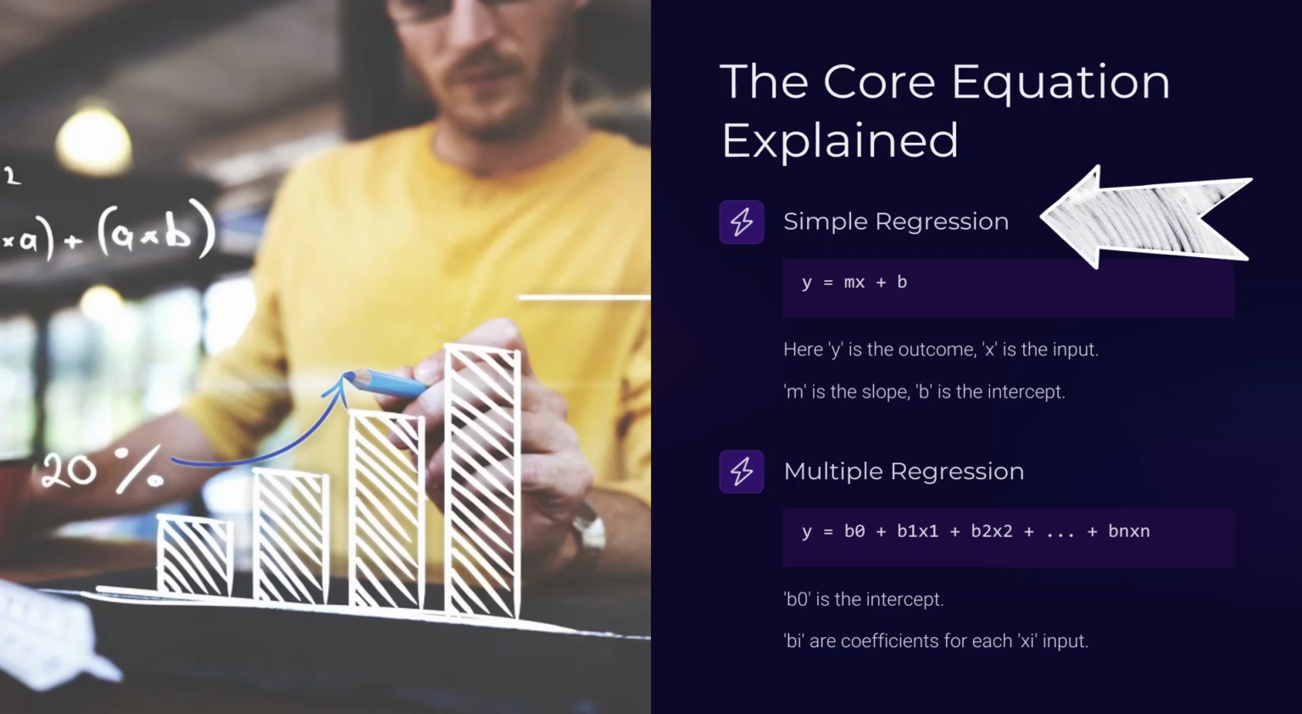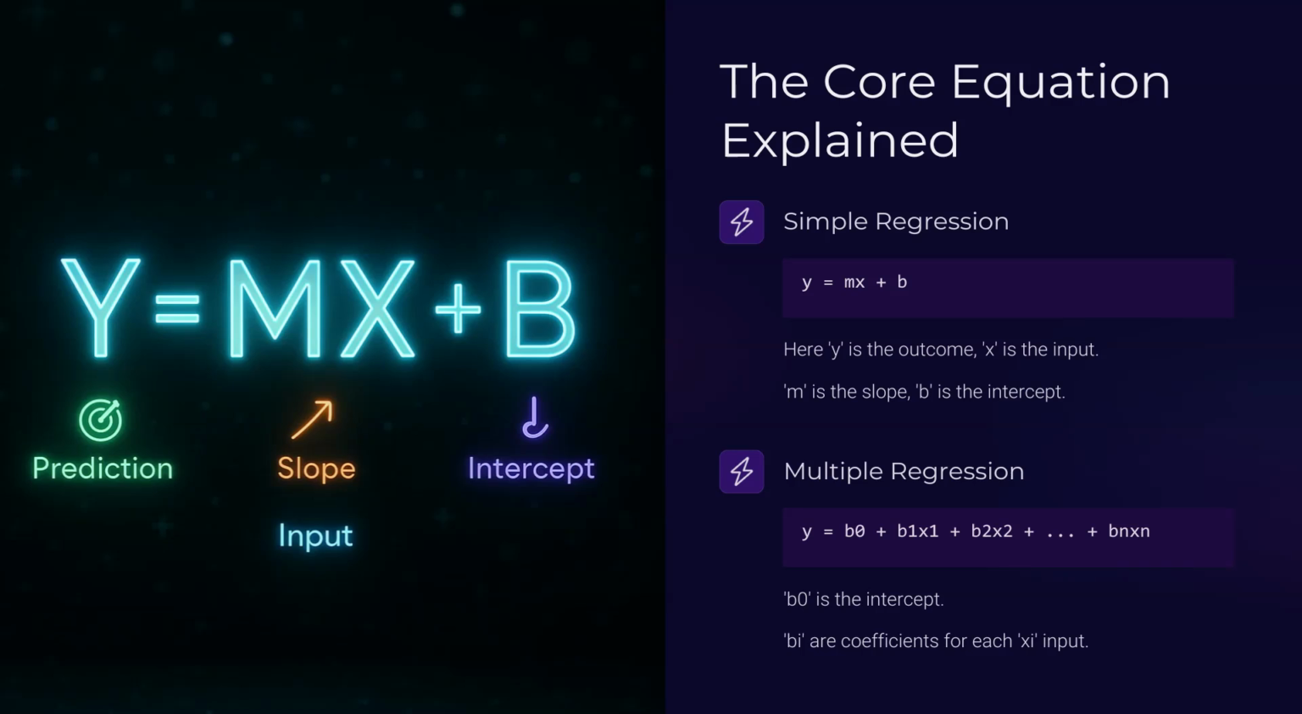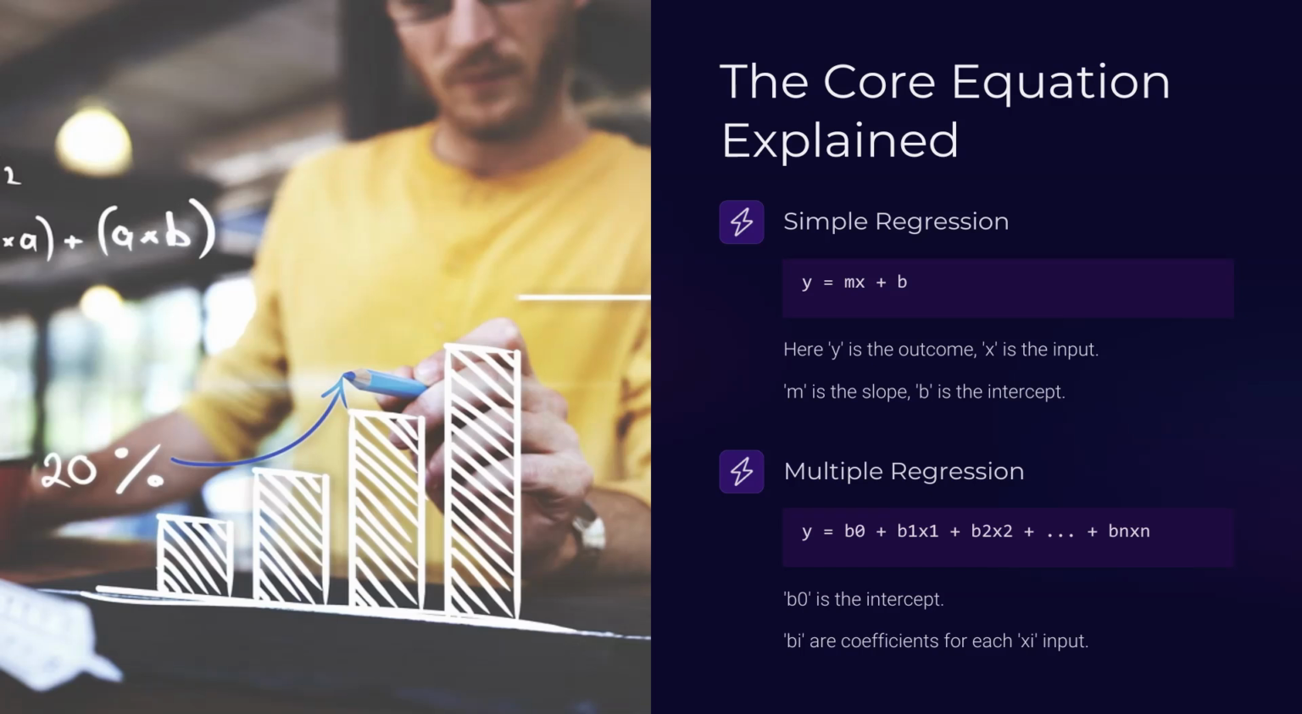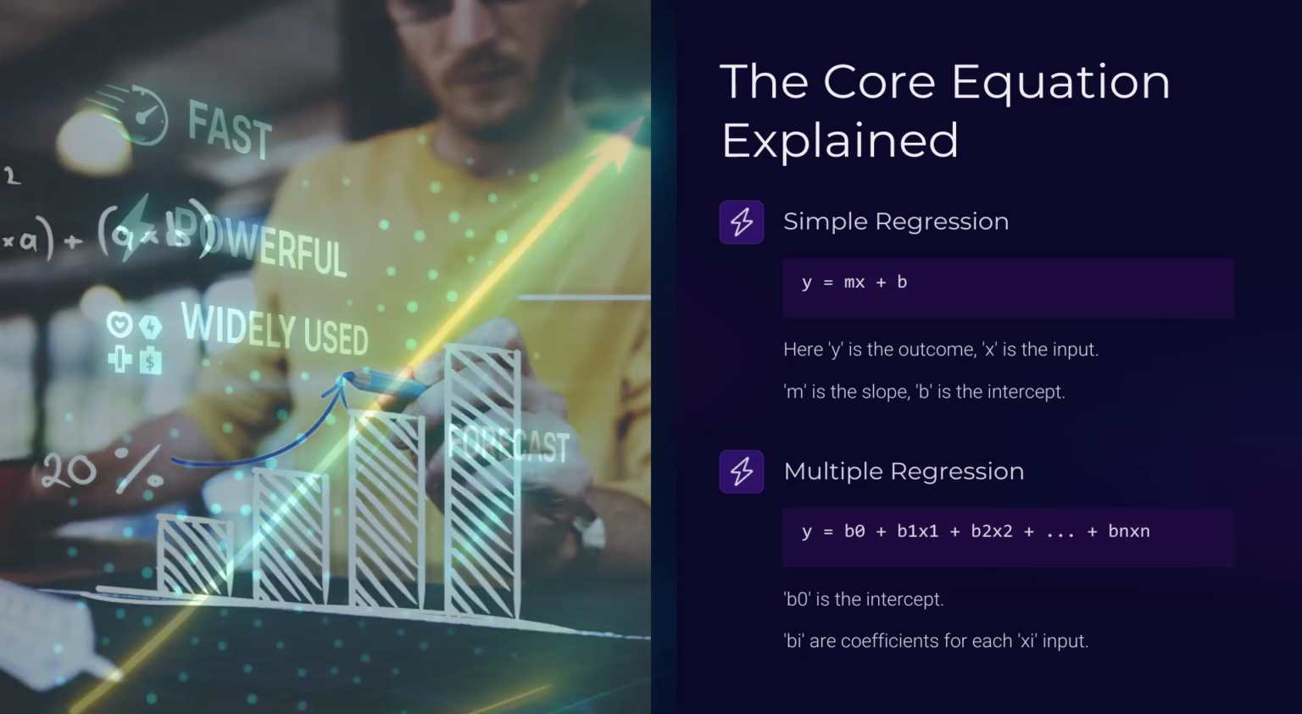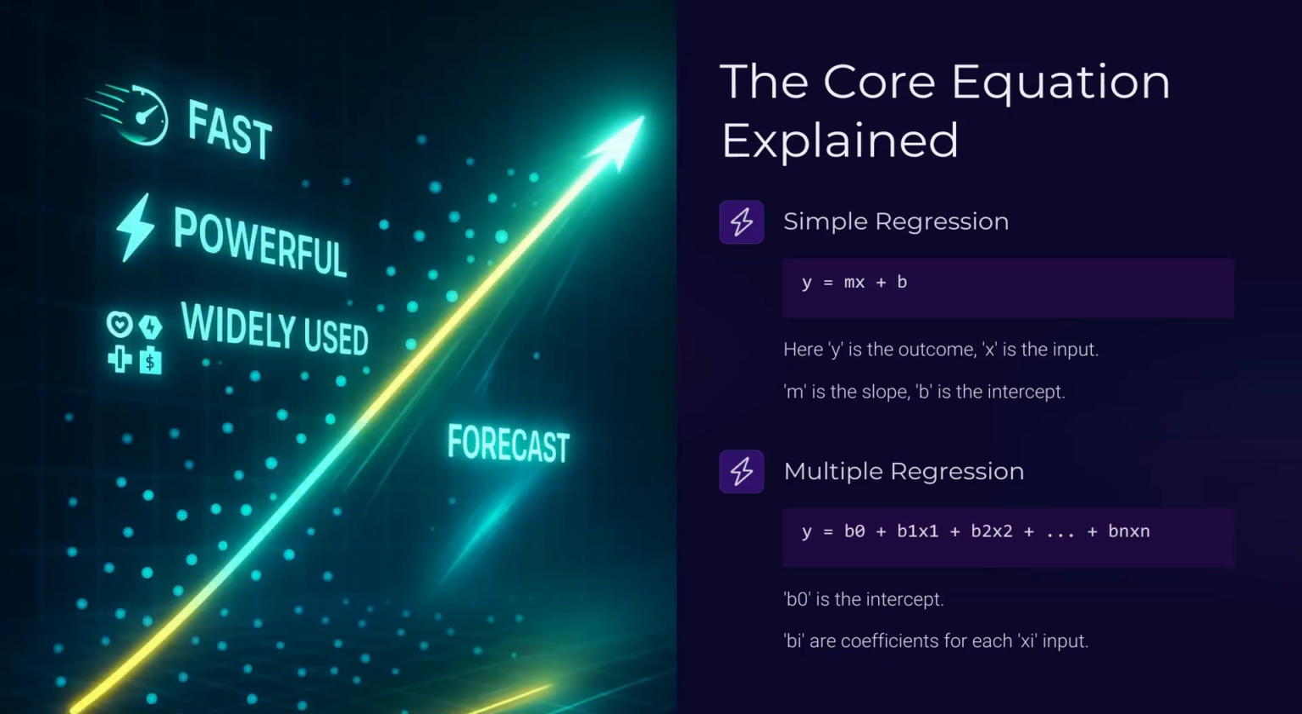In simple linear regression, we look at one input and one output. The equation is y equals mx plus b, where y is the prediction, x is the input, m is the slope, and b is the intercept. If we want to use more inputs, we use multiple linear regression. That equation adds more terms, one for each input, each with its own weight. Linear regression finds a line through your data and uses it to forecast new results. It's fast, powerful, and widely used, from tailoring to tech.